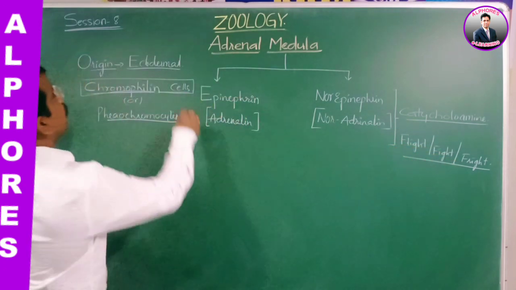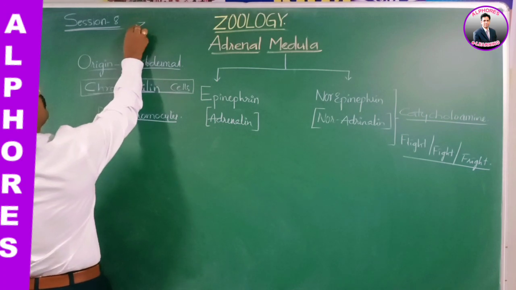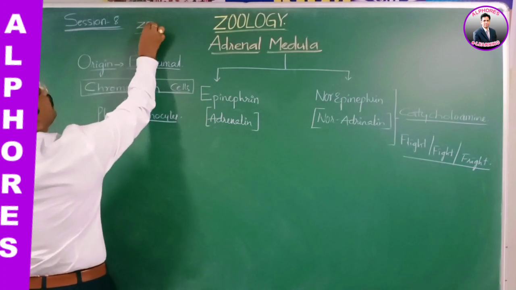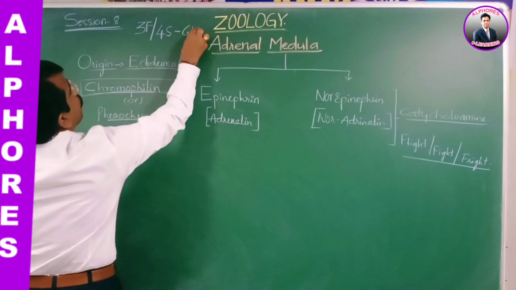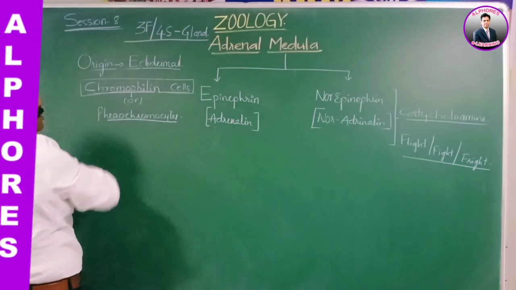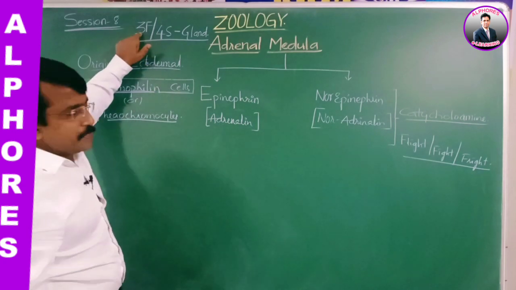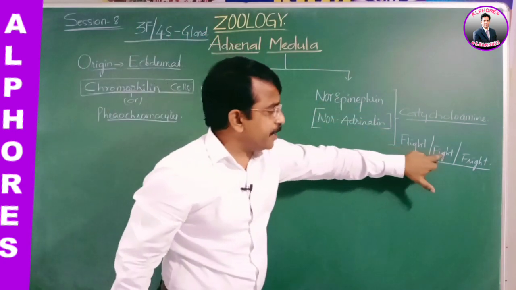In fact, the adrenal gland is said to be the 3F and 4S gland. What do you mean by this? 3F refers to flight, fight, fright.